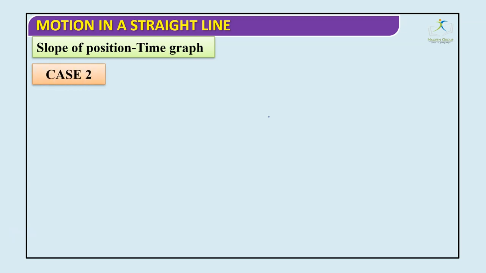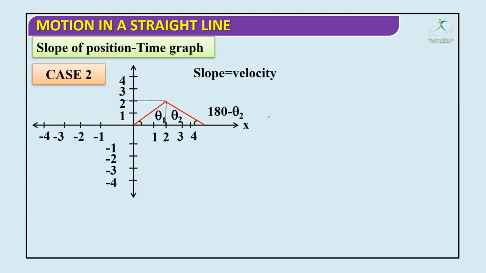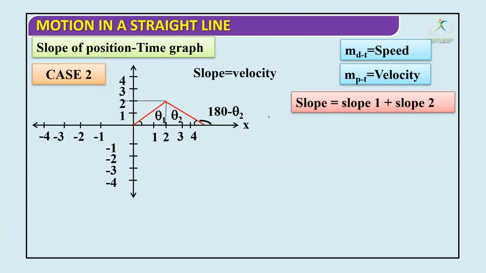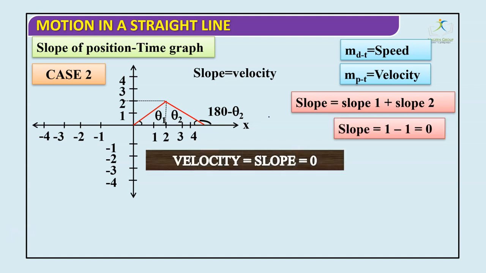Position-time graph, case 2. The slope again defines the term velocity. A distance-time graph defines speed, and a position-time graph defines velocity. So the slope is slope 1 plus slope 2, and the resultant slope will be 0. So the velocity will be 0.